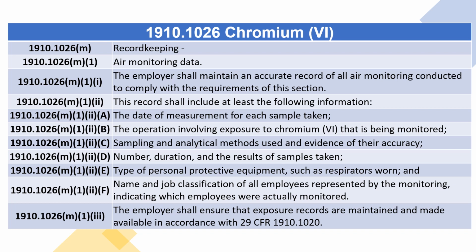1910.1026(m)(1)(ii)(A) through (F): the date of measurement for each sample taken, the operation involving exposure to chromium-6 that is being monitored, sampling and analytical methods used and evidence of their accuracy, number, duration, and the results of samples taken, type of personal protective equipment, such as respirators worn, and name and job classification of all employees represented by the monitoring, indicating which employees were actually monitored. 1910.1026(m)(1)(iii), the employer shall ensure that exposure records are maintained and made available in accordance with 29 CFR 1910.1020.